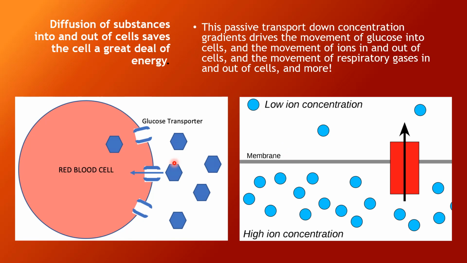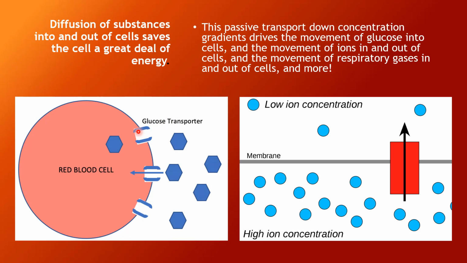Diffusion of substances in and out of cells saves the cell a great deal of energy in the form of ATP. Because there's potential energy in that high concentration of molecules on one side of a membrane in comparison to the other side of the membrane, the molecules are moving down their concentration gradient. This potential energy then becomes kinetic energy, energy of motion, going down the concentration gradient. It saves the cell a lot of ATP energy. This is passive transport. That movement of molecules down the concentration gradient describes how oxygen and carbon dioxide are moving across a membrane and how glucose and other molecules move across a membrane.